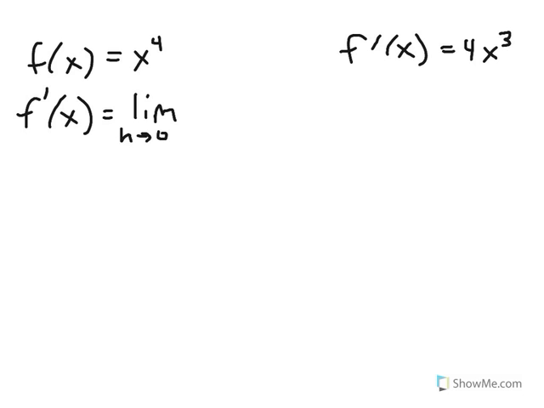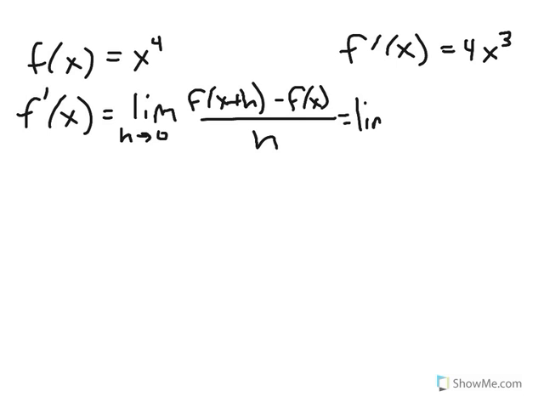The limit as h goes to 0 of f of x plus h minus f of x over h. So what we're going to have to do is actually calculate that for this particular function. So we're going to say this is equal to the limit, because we haven't taken it yet, so we keep writing limit over and over again, of what? Well, we have to plug x plus h into the function. So that's going to look like x plus h to the fourth minus x to the fourth over h.